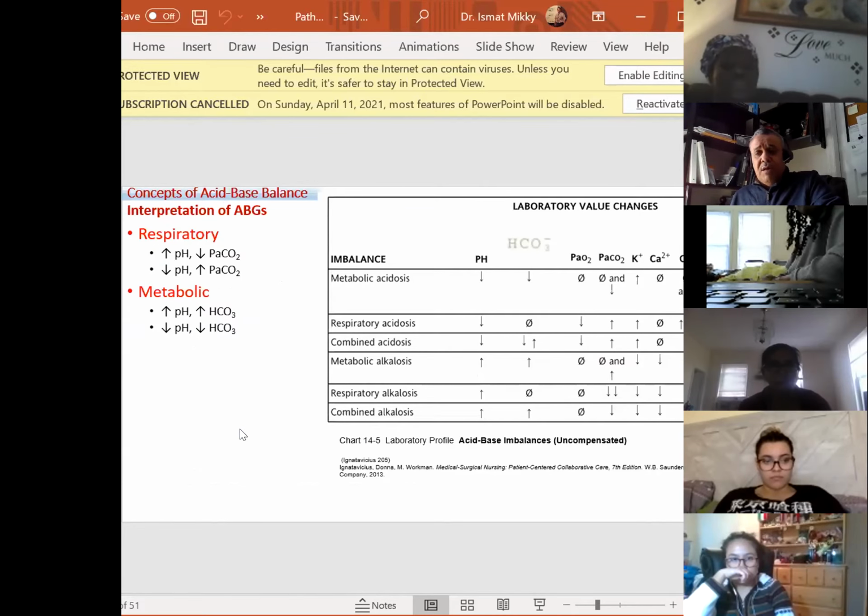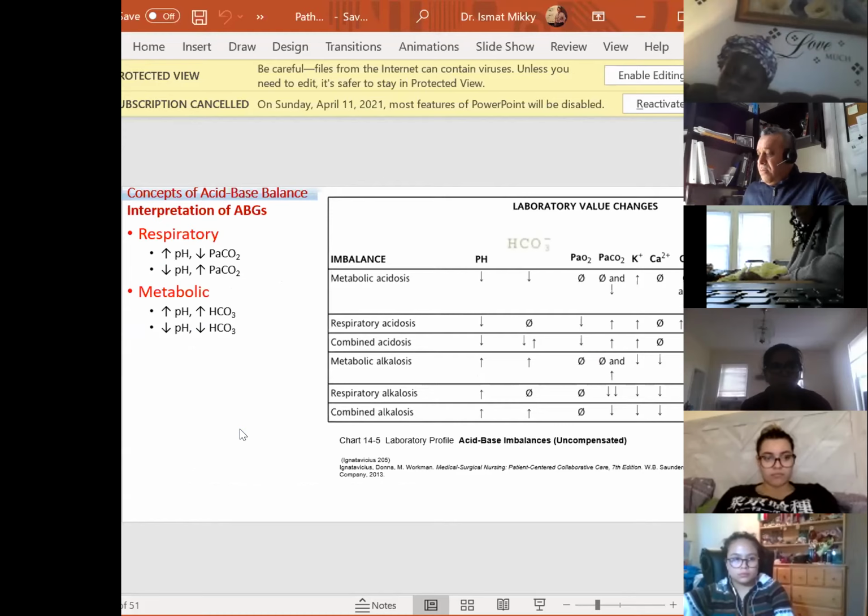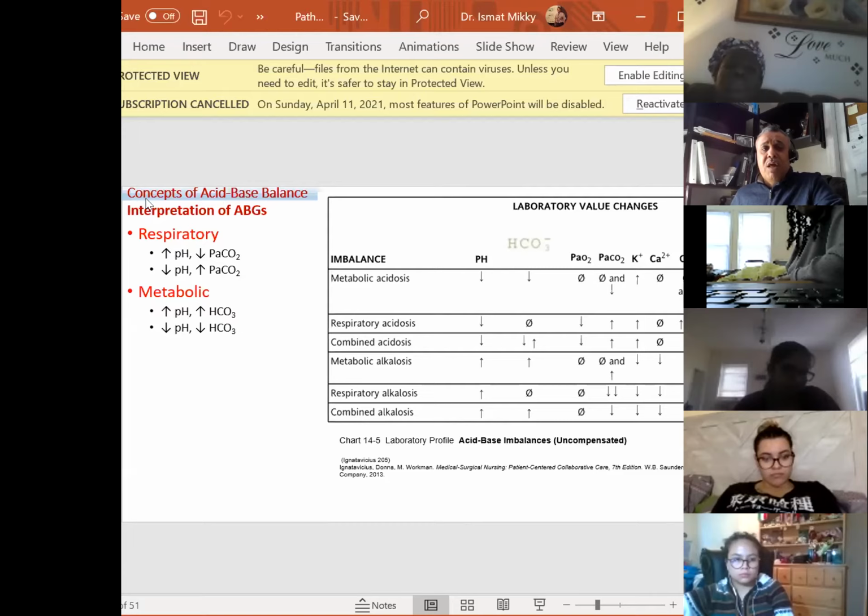The ROME method here means that the respiratory is opposite. You see how the arrows are pointed up and down here, right? It's not the same direction. But with metabolic, it's the same direction. Up, up, right? Down, down. That's why we say respiratory opposite, metabolic equal. Opposite direction, equal direction. So the first one here on the top, when the pH is high, in this case, the pH is over 7.45.